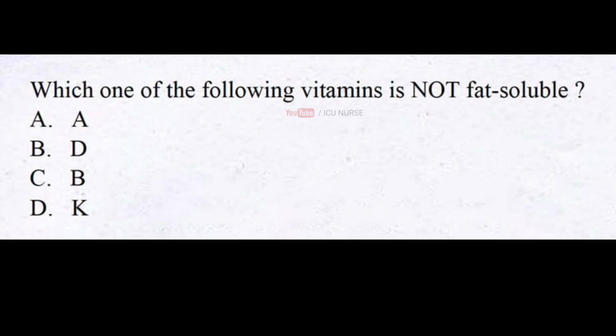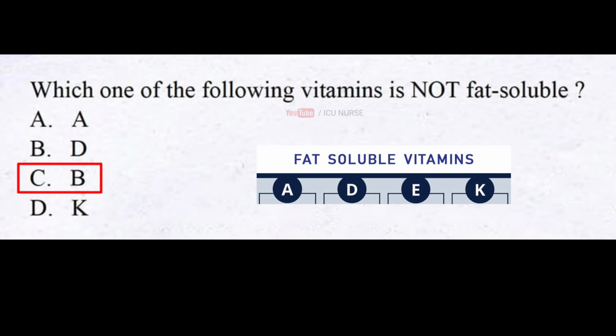Which one of the following vitamins is not fat soluble? A. Vitamin A. B. Vitamin D. C. Vitamin B. D. Vitamin K. And the correct answer is C. Vitamin B. Vitamin A, vitamin D, vitamin K are fat soluble, whereas vitamin B is not fat soluble.